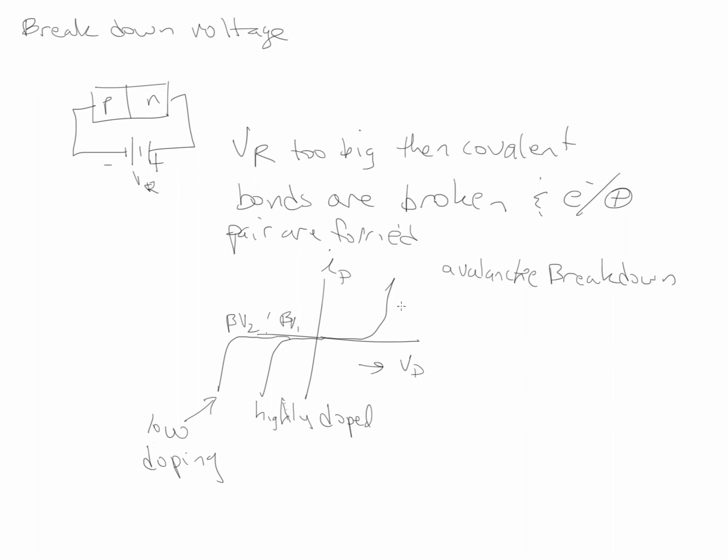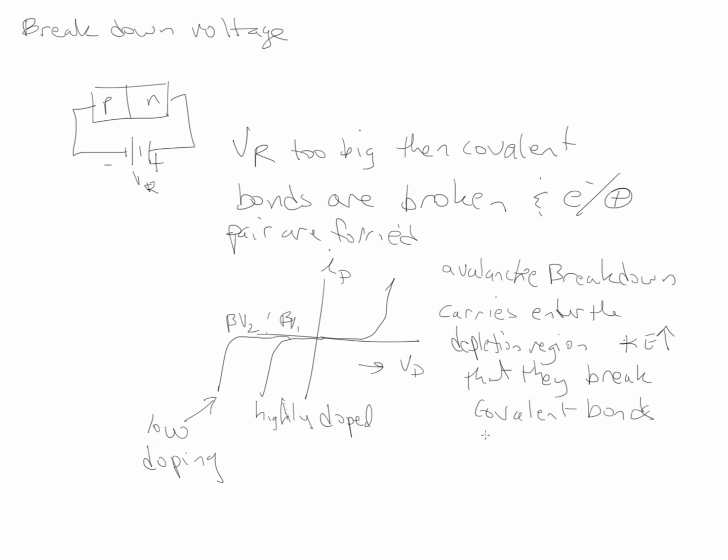Okay, and this is where carriers, so that's your electrons and holes, enter the depletion region, or space charge region, and they have enough kinetic energy, so their kinetic energy is high, that they break the covalent bonds and generate more holes and electrons. So you get more holes and electrons, which then gain kinetic energy and break bonds and generate more, and so forth and so forth. Hence the name avalanche. And that's one of the mechanisms they talk about.